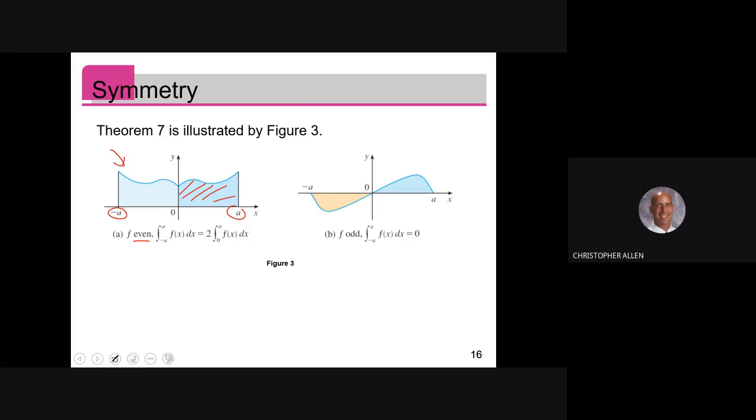Similarly, but different, if you have an odd function like this one, and you integrate from negative a to positive a, guess what the answer always has to be? A 0. Because the negative stuff on the left will be exactly the same area as the positive stuff on the right.